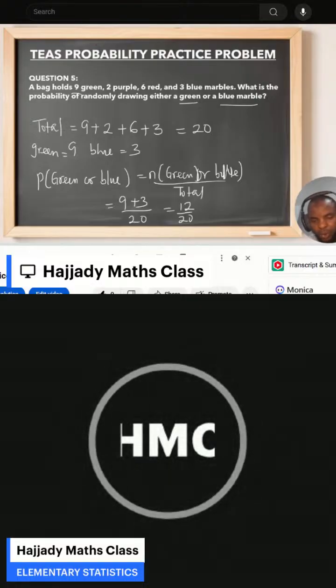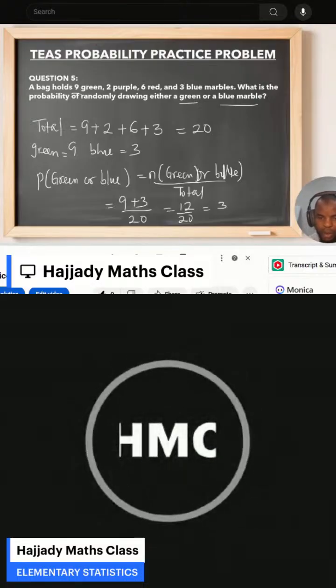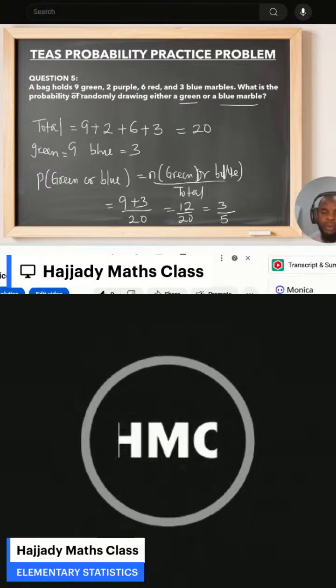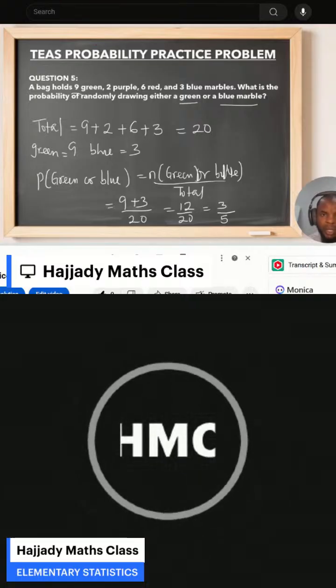You can divide this further if you want. 4 in 12 is going to be 3. 4 in 20 is going to be 5. So your answer is going to be 3 over 5.